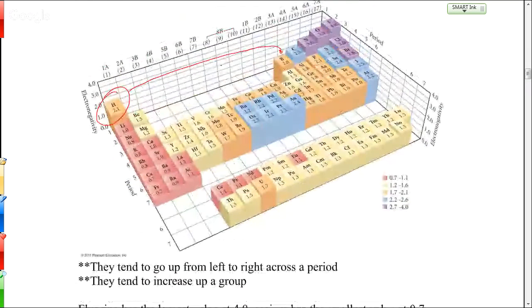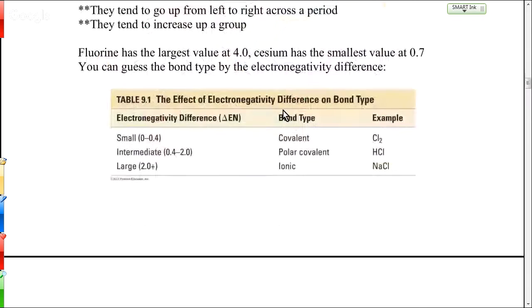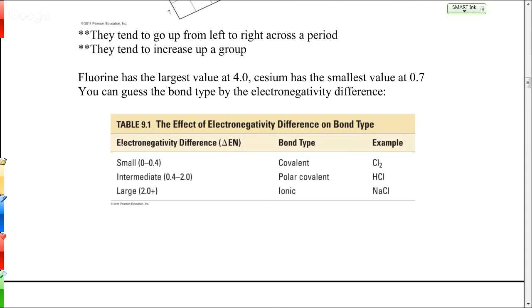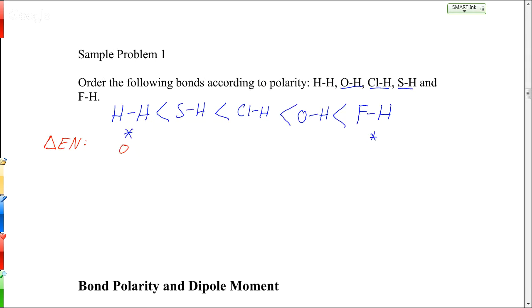So oxygen's 3.5, chlorine's 3.0, and sulfur's 2.5. So the difference in electronegativity, let's write it for all of them. We'll call it the delta EN. 0 for here. Remember, hydrogen is, I think, 2.1, right? Yeah, 2.1. So for this one, the difference is 1.9.